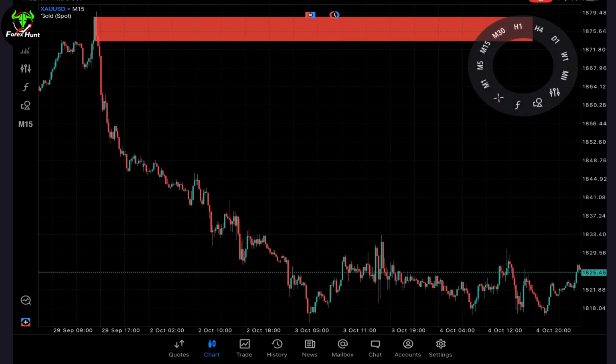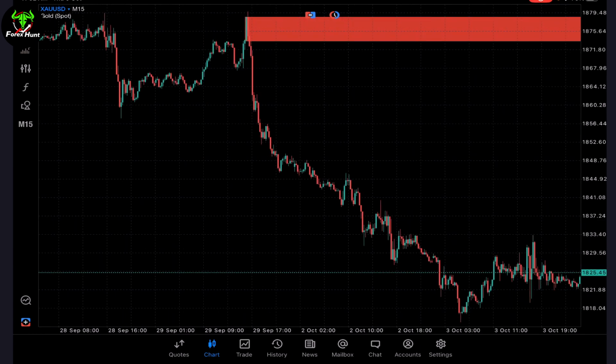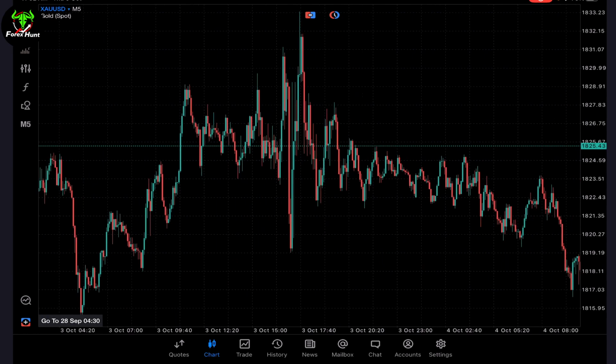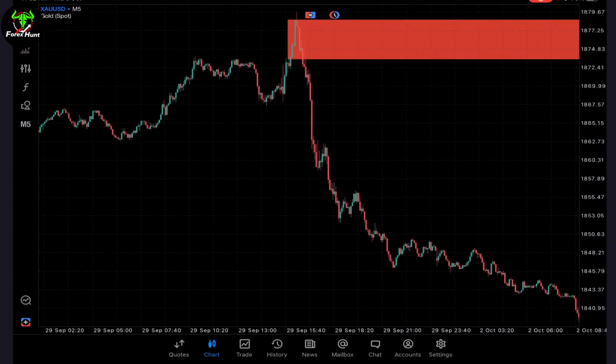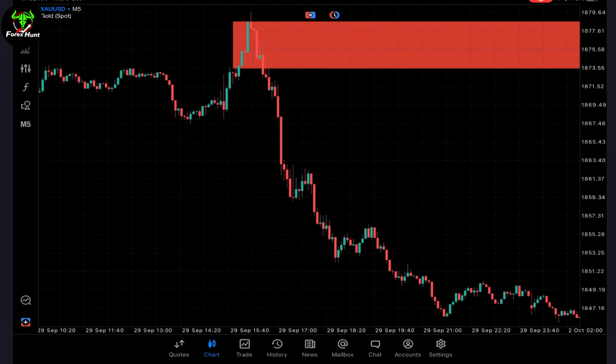This is an order block, simple. Okay, now I am moving again to M5 because this is a big area and you need to start with smaller areas. If you find here, there are 2 order blocks.